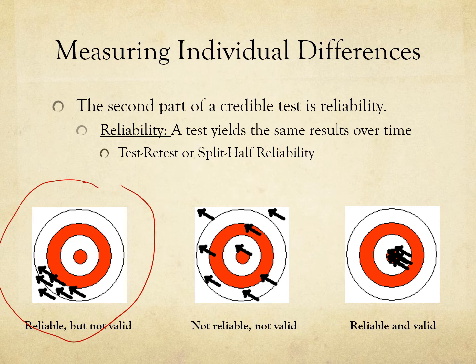The one in the middle, the arrows are all over the place. This isn't reliable, and it's not valid. The one on the right here, this is reliable and valid. You get consistent results, and you're hitting the target.